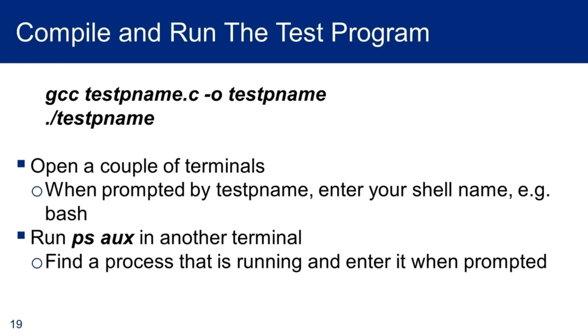Compile this simple program with the GCC compiler. Then open 2 terminals. In the first one, run testpname and enter the name of the shell you are running when prompted. In the second one, list the running processes and grep on the shell name. You should see testpname displaying the same PIDs as ps. If not, you have a problem and need to review everything above.